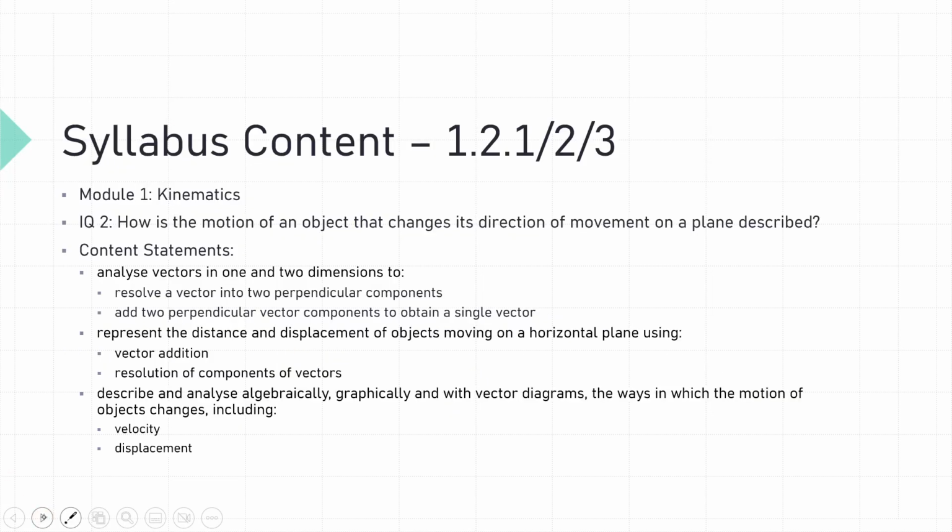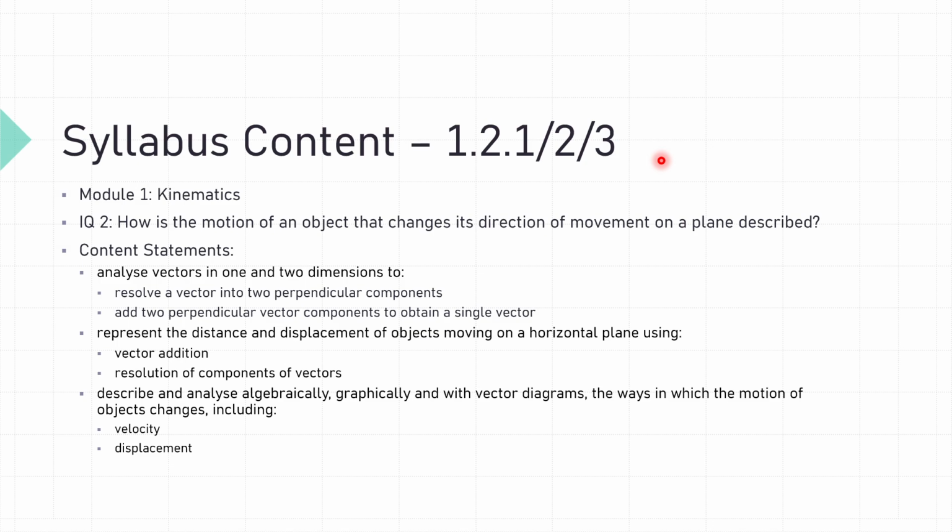For syllabus content, we are doing the second part of Module 1 Kinematics. The second inquiry question asks, how is the motion of an object that changes its direction of movement on a plane described? So when we're talking about a plane, we are talking about motion in two dimensions. So say our x-axis and y-axis that you might be familiar with, say in a graph, that is one example of a plane. We're looking at motion simply in two dimensions, not introducing the third yet.